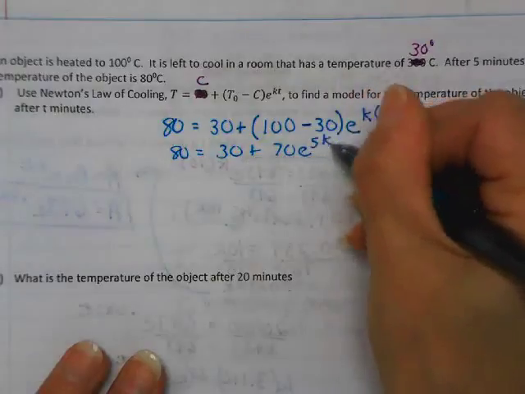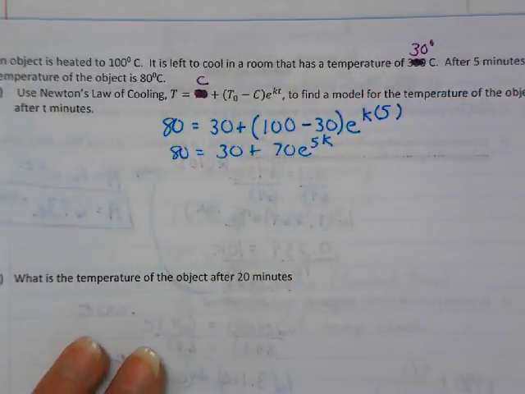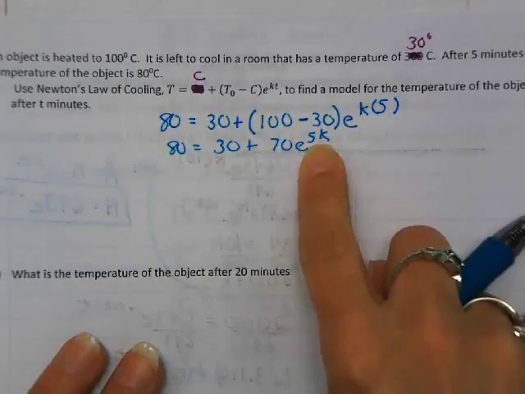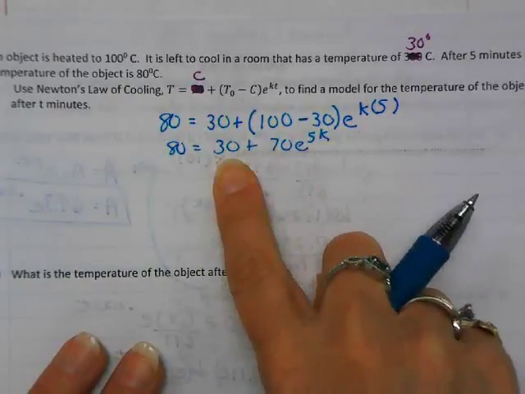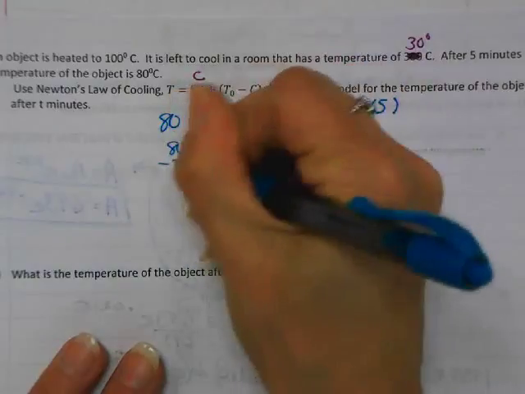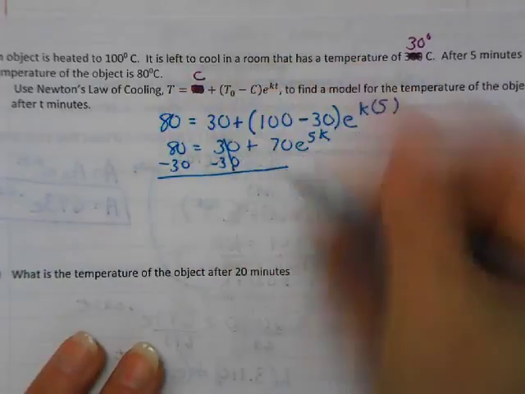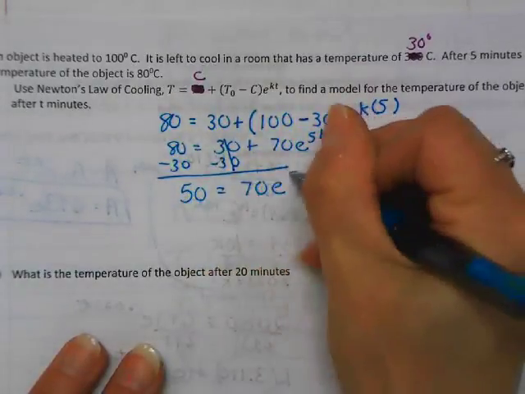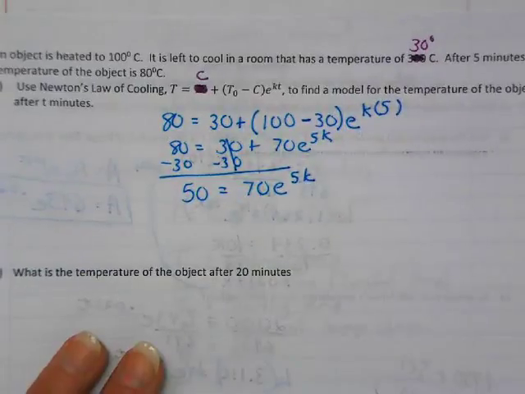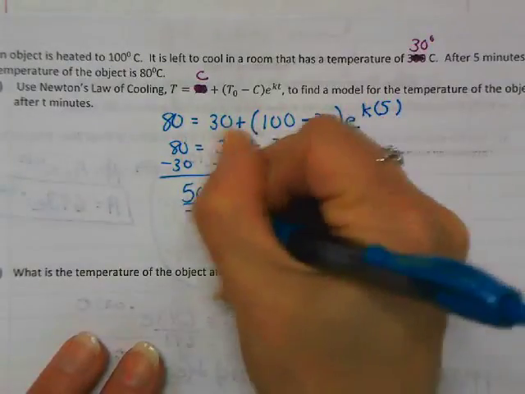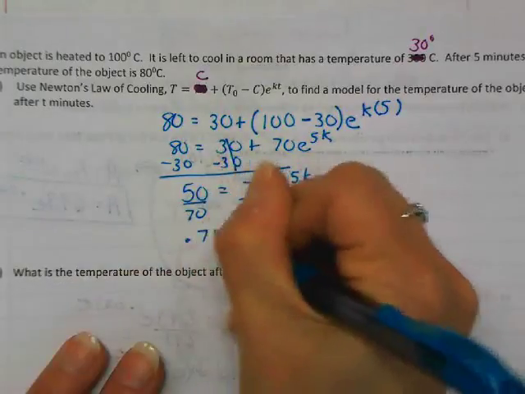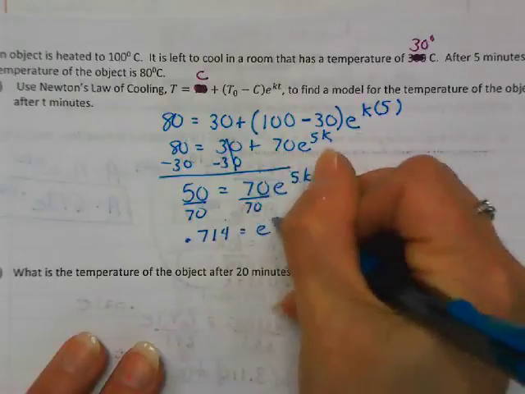So the first thing you need to do is work to get k by itself. I believe this 30 needs to go. So let's subtract it. And I have 50 is equal to 70 e to the 5k. Again, you're isolating k, so let's go ahead and divide both sides by 70. So on your calculators, 50 divided by 70 gives me 0.714 equals e to the 5k. How do I get rid of that natural base? I'm going to take a natural log of both sides.